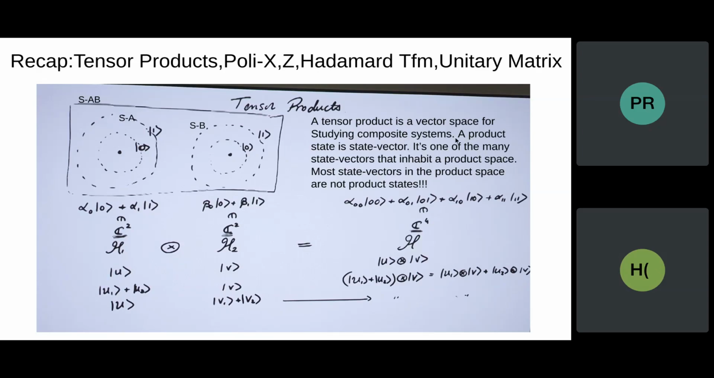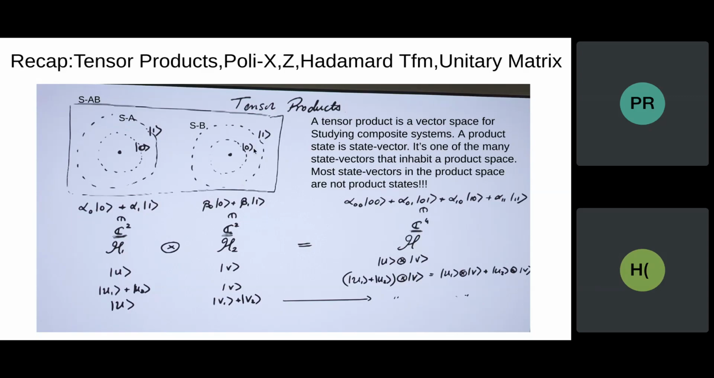Now, there is a difference between the tensor product and the product state. A product state is a state vector. So what are the state vectors? Ket0, Ket1 are state vectors. There are many states, but we are only referring to two states here, spin up and spin down. Spin up being represented by Ket0, spin down being represented by Ket1. So you can call it the ground state and the excited state.